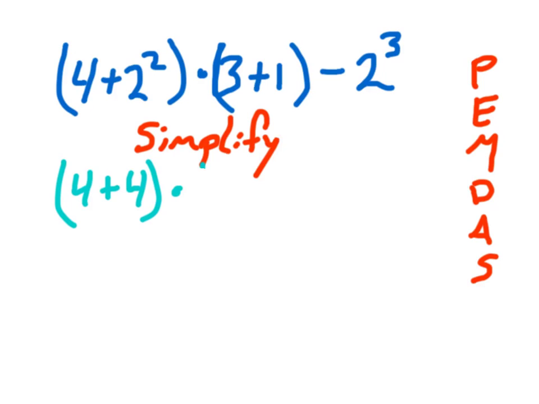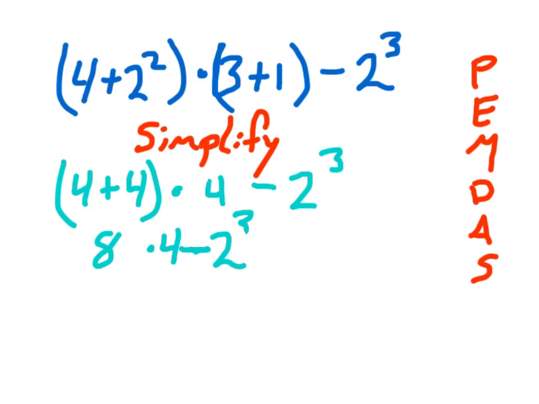Times, oh, I've got another parenthesis I can do. The 3 plus 1 is going to give me a 4, which actually means that I can then erase that parenthesis line now that I've done it. So there's nothing else inside that parenthesis to do. And then I can say minus, please, all my parentheses are gone, 2 cubed. Well, they're not all gone, so now we've got to go over here and do this one. So that's 8 times 4 minus 2 cubed. Okay, so that's kind of where we're at now.